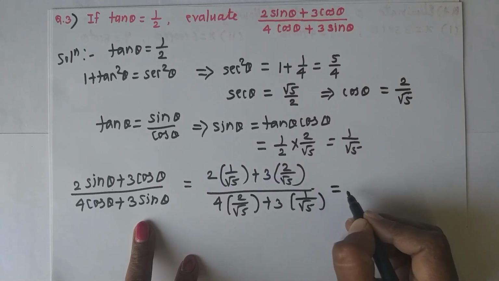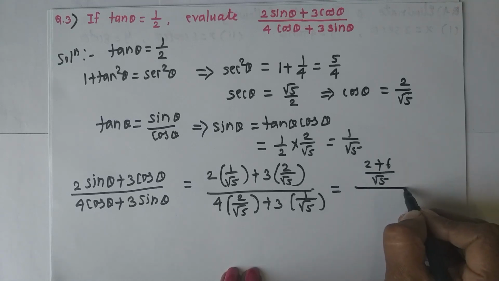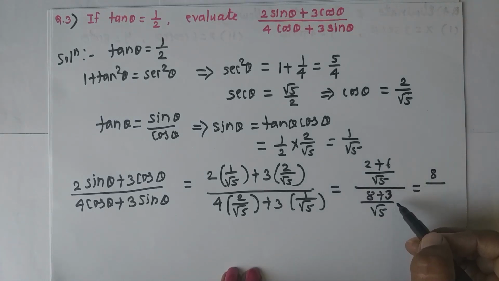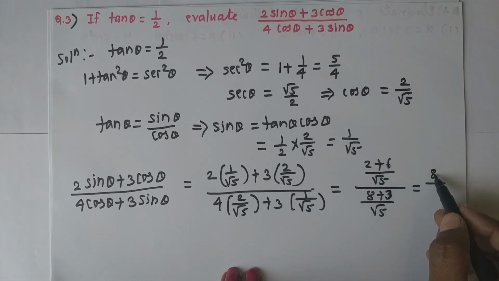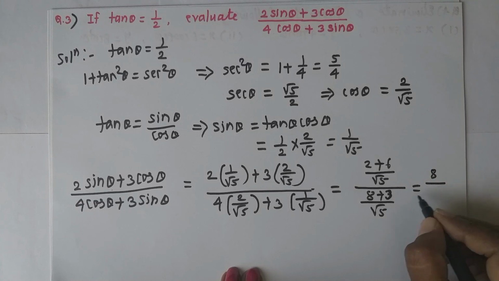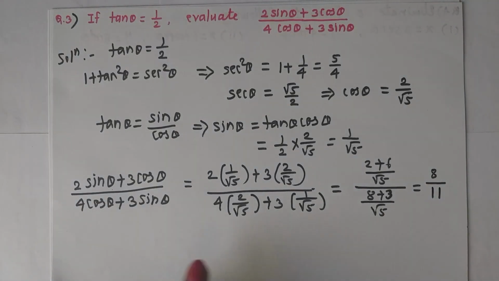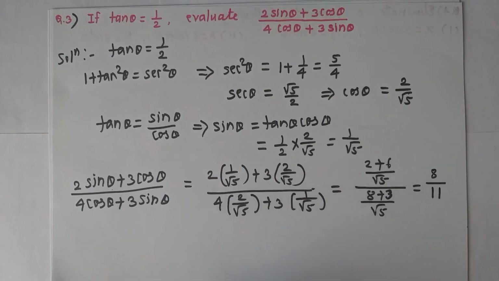Now you take the LCM. In the numerator 2 plus 6 divided by root 5. In the denominator 8 plus 3 divided by root 5. This root 5 will get cancelled. You will get 6 plus 2 is equal to 8 in the numerator, and in the denominator 8 plus 3, that is 11. In this way we have got the value of 2 sin theta plus 3 cos theta divided by 4 cos theta plus 3 sin theta is equal to 8 upon 11.